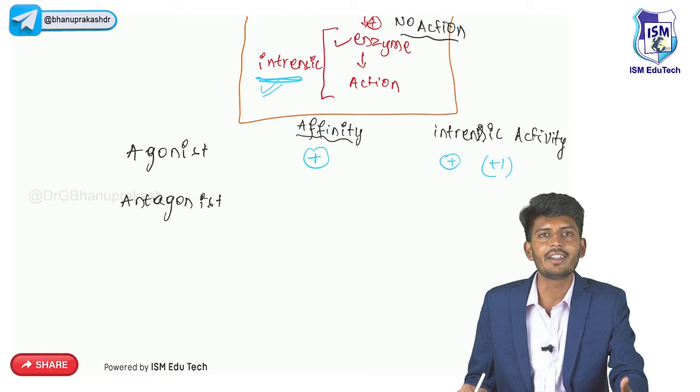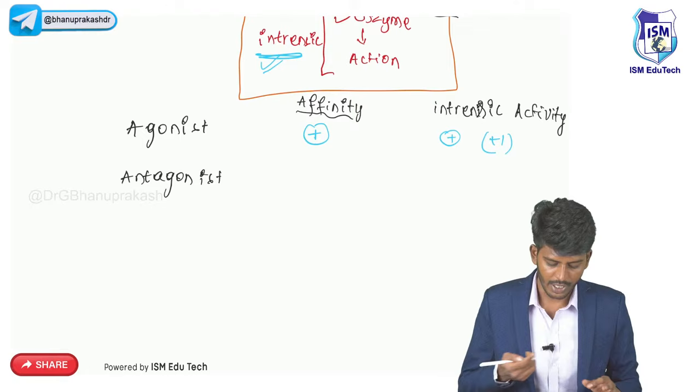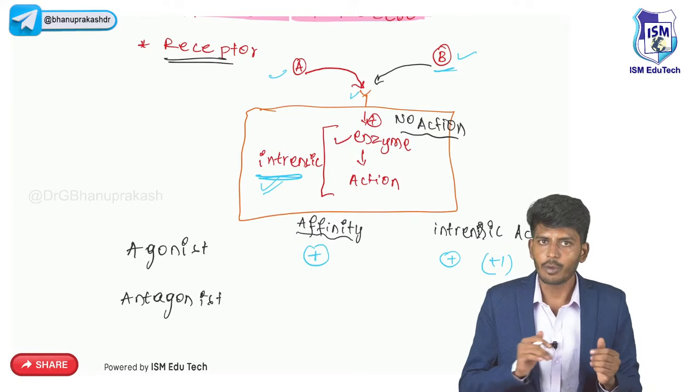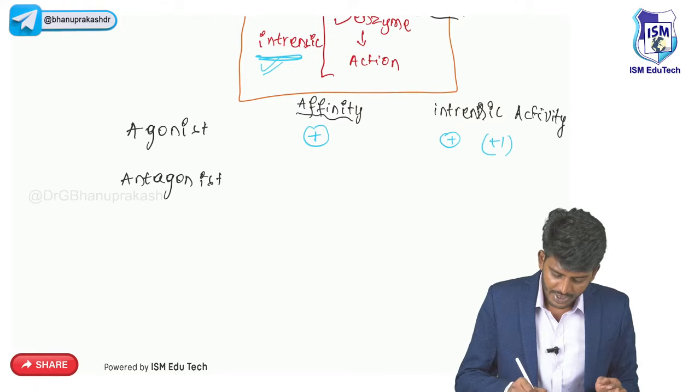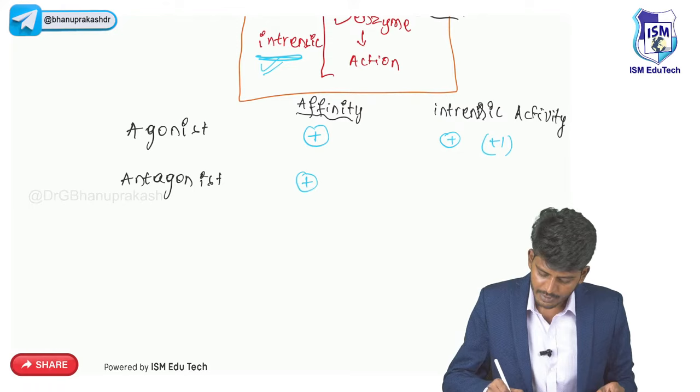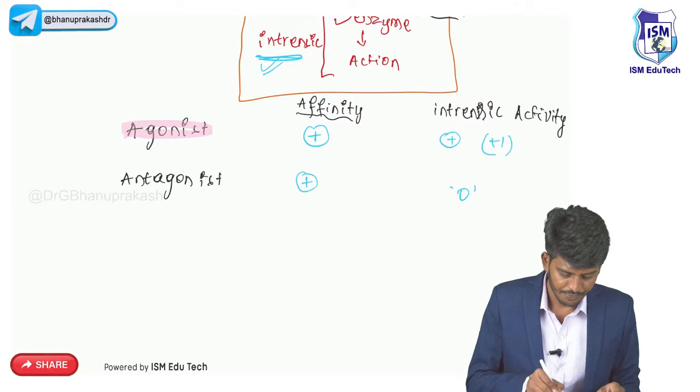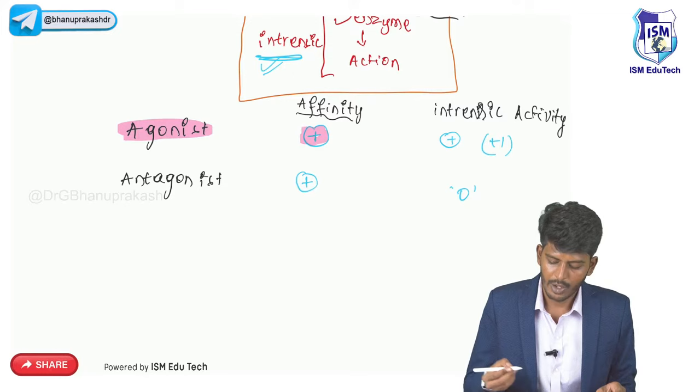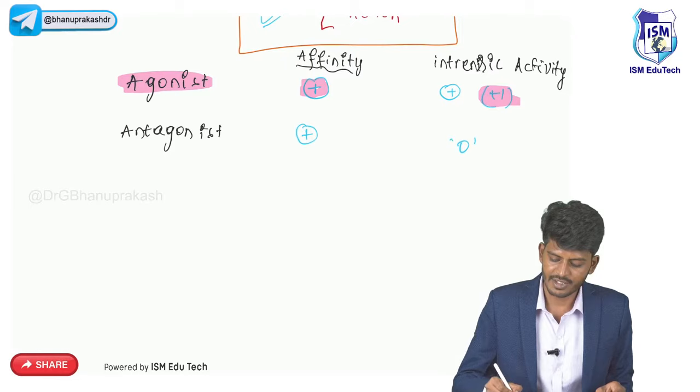So now look here, antagonist, let's take drug B. Drug B is also binding to the receptor, but there is no intrinsic activity. So it will go and bind with the receptor, that is an antagonist, but there is no intrinsic activity. Agonist is such a type of drug which will go and bind with the receptor, but it will have a strong intrinsic activity. Antagonist is such a substance with no intrinsic activity.